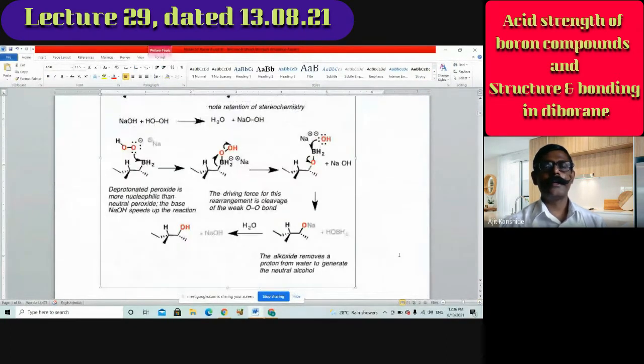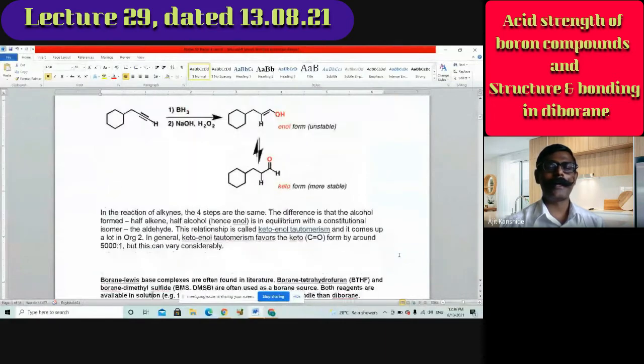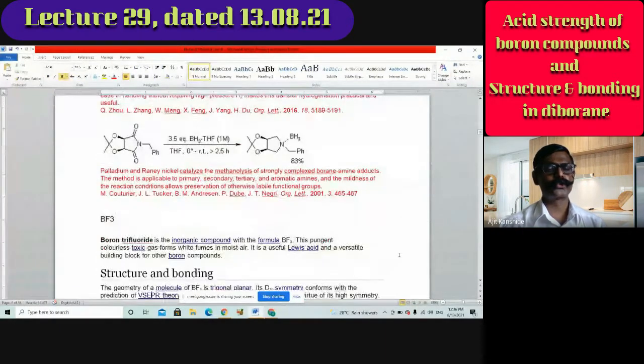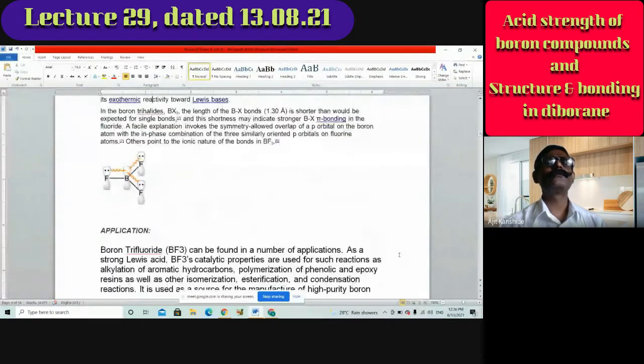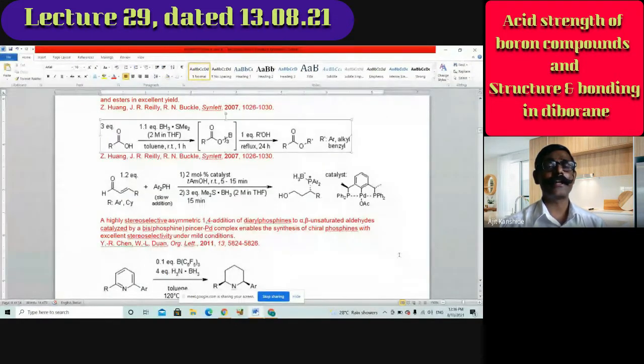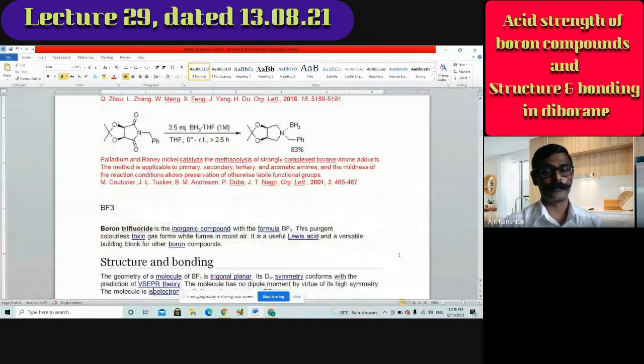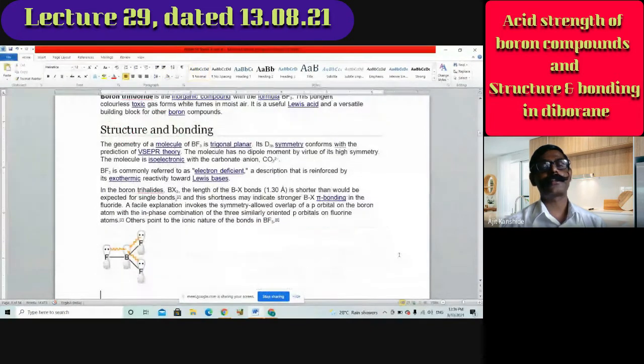Brilliant. If you want this document file, I will upload it on our Google Classroom so that you can go through these contents. The many reactions in red ink that you are finding, the explanation, these are only for reference purposes, not directly for study. The point of interest is structure and bonding in the boron compounds.